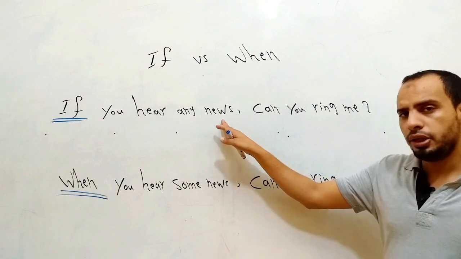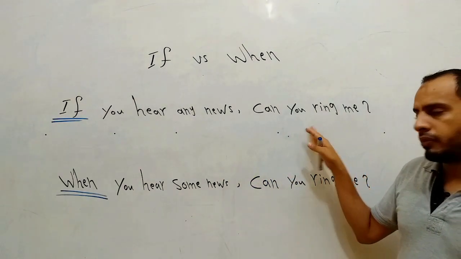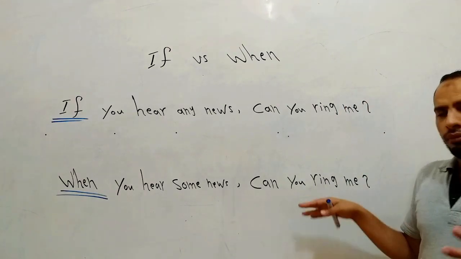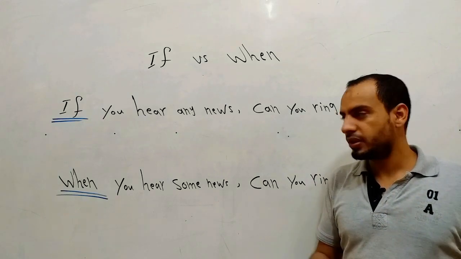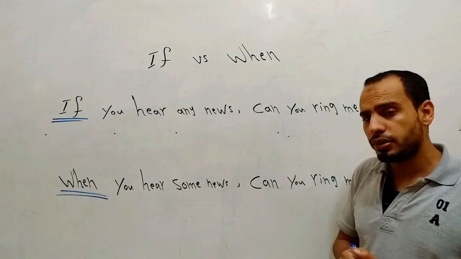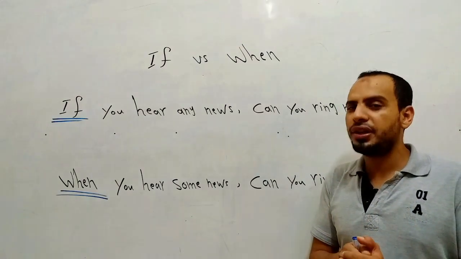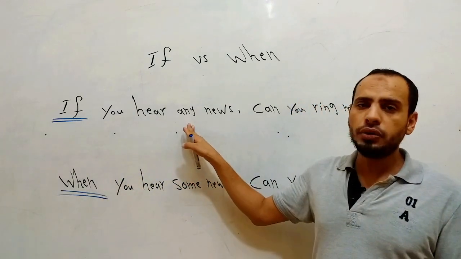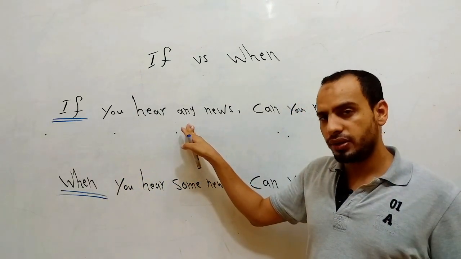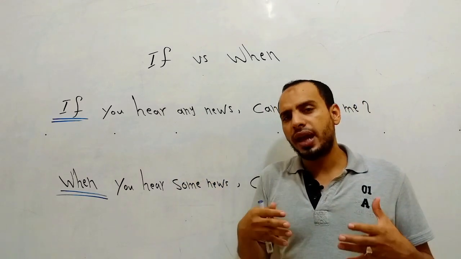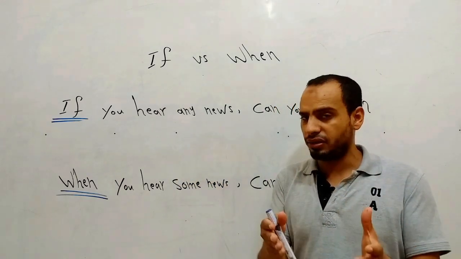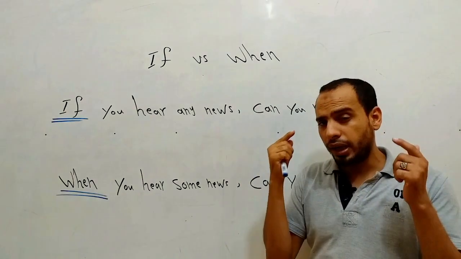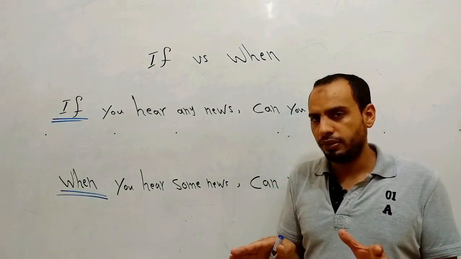If you hear any news, can you ring me? And when you hear some news, can you ring me? The question is, is there any difference between if and when in these examples? In fact, yes, there is a difference between if and when here. If you hear any news means you might hear some news. In fact, we use if when there is only a chance something is going to happen, or we use if when we think something might happen, but we're not sure.